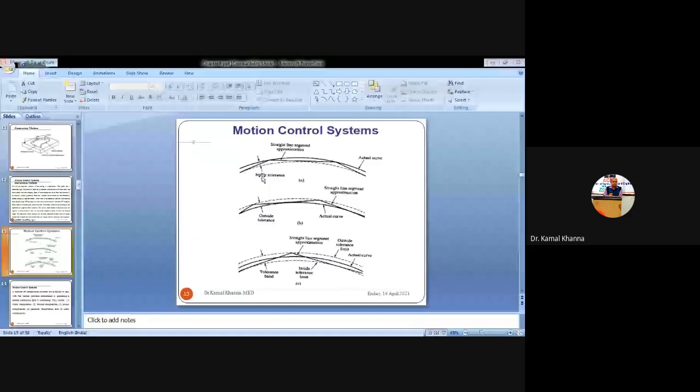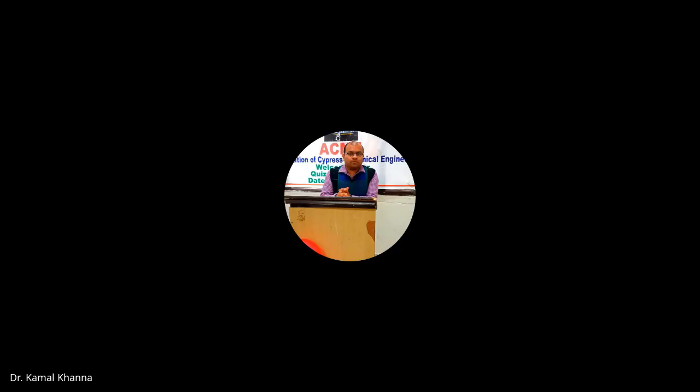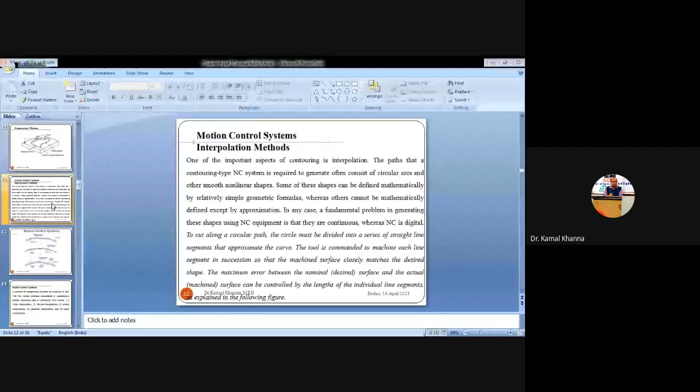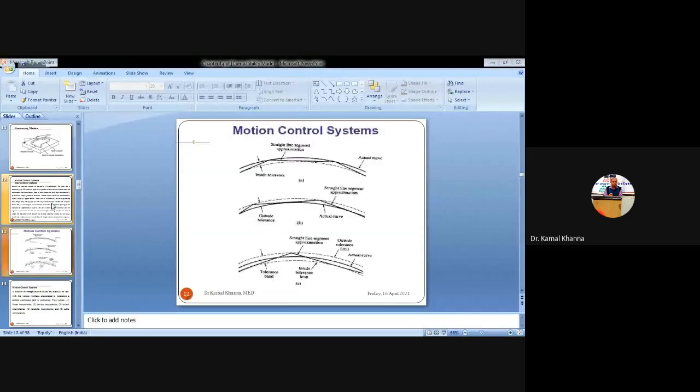The fundamental problem in generating these shapes is that NC equipment is basically digital while the curves are continuous. So to cut any circular path or non-linear shape, we divide that circle into a series of straight line segments that approximate the curve, that approximate the position of the tool. The tool is commanded to machine each line segment in succession so that the machined surface closely matches the desired shape. You can see here that we have divided the circular shape into three line segments.